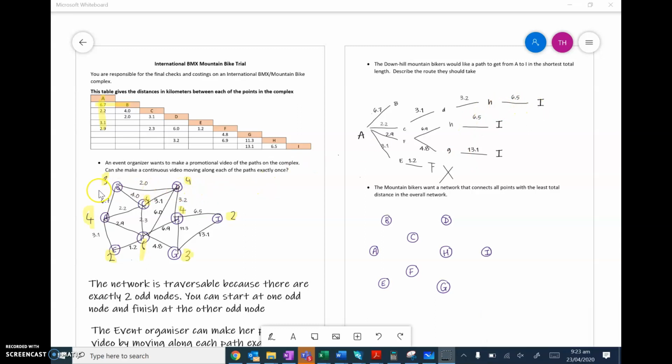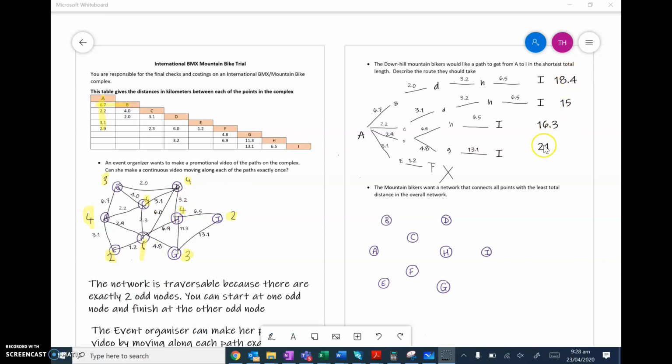Finally, I'm going to do the B route. So B, I could go B then to D. I'm not going to go B then C because that wouldn't make any sense. B to D. After D, there's only one choice that makes sense again, and that's H. And after H, there's only one choice that makes sense, and that's I.